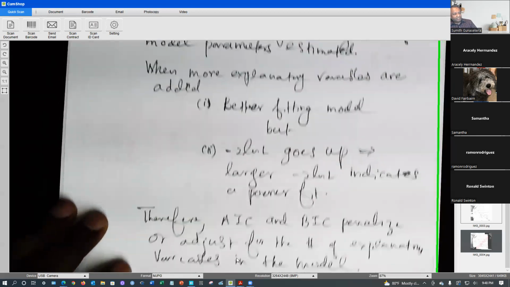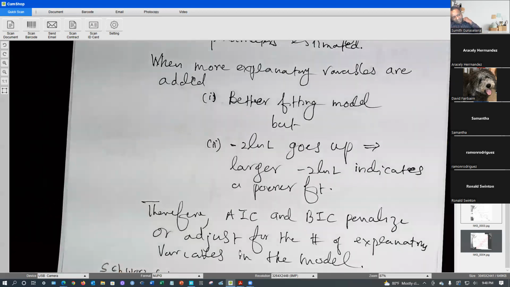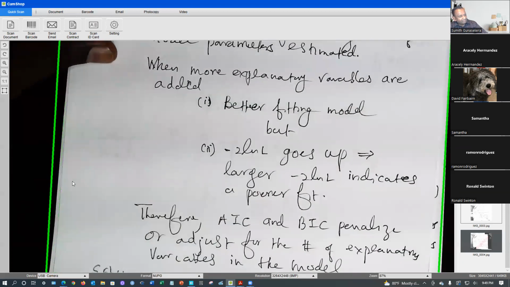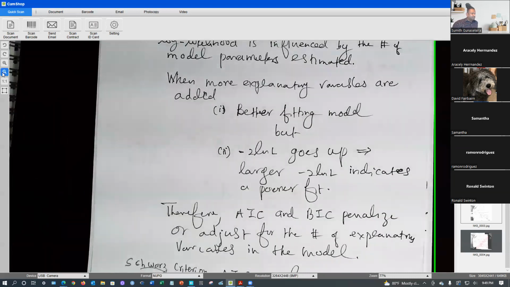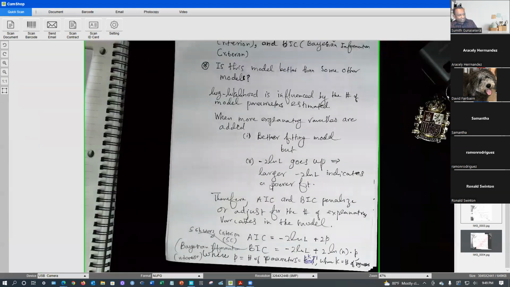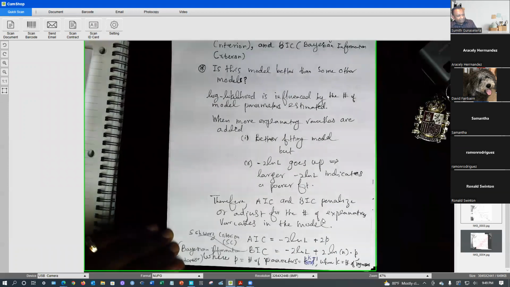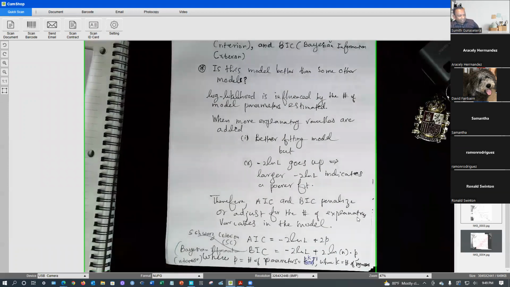Therefore, Akaike, a Japanese top statistician, came up with this idea, AIC, and the BIC, the Schwarz criterion, came later. They penalize or adjust for the number of explanatory variables in the model. Variables in the model were penalized by introducing that. So AIC adjusts for the number of explanatory variables in the model.